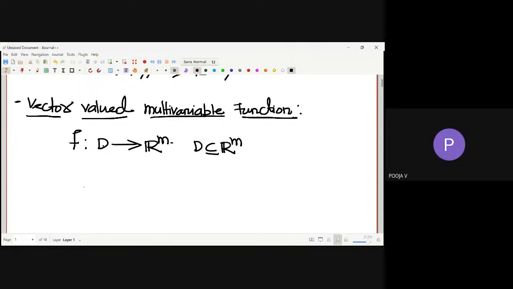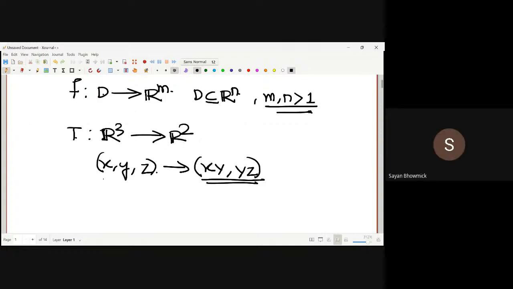T of x, y, z equals xy comma yz. Oh, sorry, sir, x plus y comma y plus z. This is a linear transformation. x plus y comma y plus z.